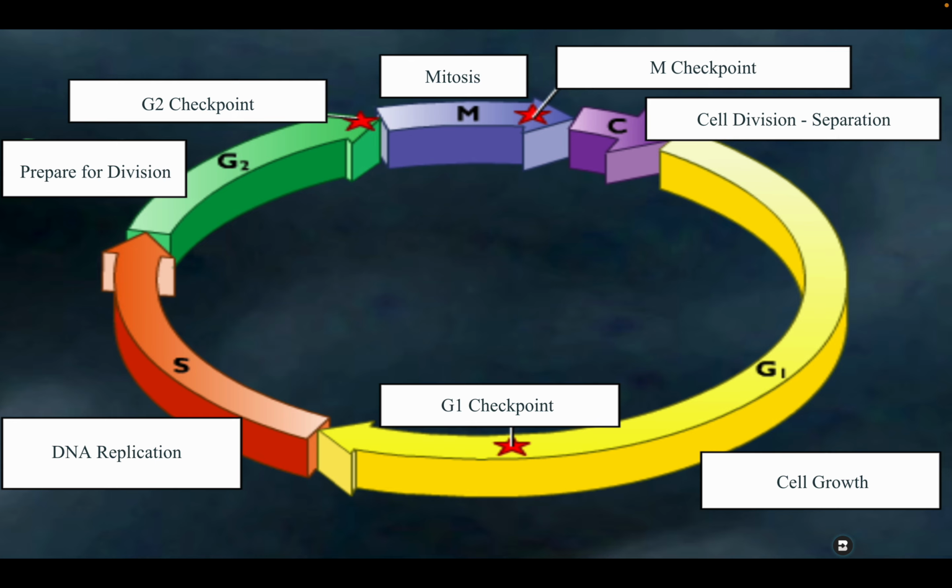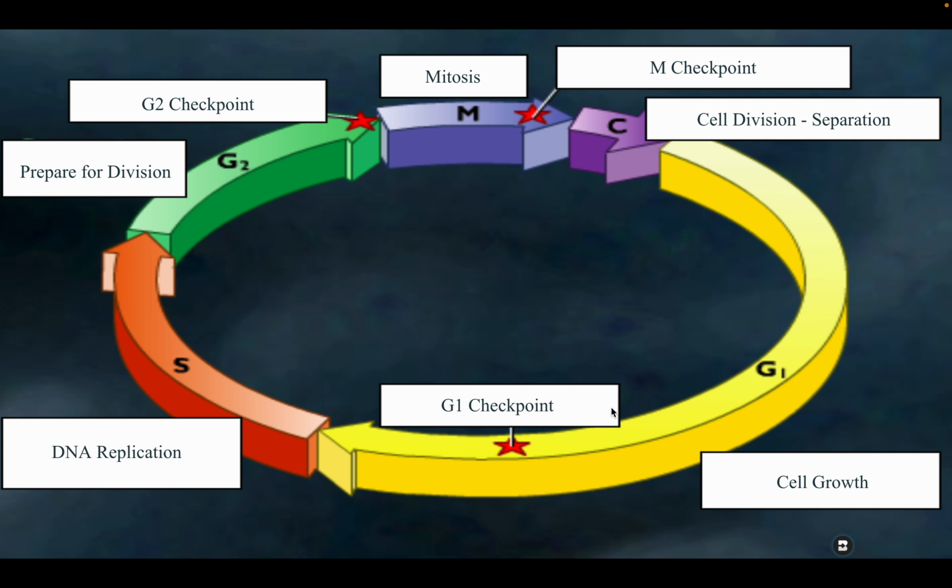So I'm going to start on the right-hand side with the yellow arrow. This is known as G1, okay? And G1 is going to be the longest phase of the cell cycle because it's doing its normal cell function, right? It's growing, it's synthesizing proteins, and it's just doing what it needs to do depending on where it's found inside the body or inside the organism, wherever it might be located.